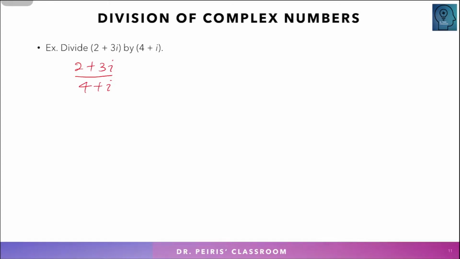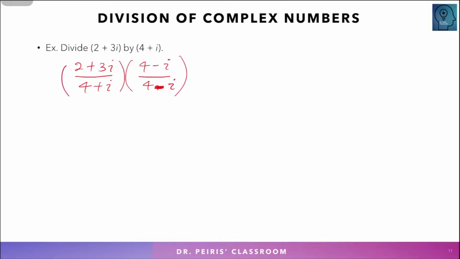So you're going to multiply both the numerator and the denominator by the complex conjugate of the denominator, which is 4 minus i. So you multiply both numerator and the denominator by 4 minus i. Then you need to simplify the numerator and the denominator.